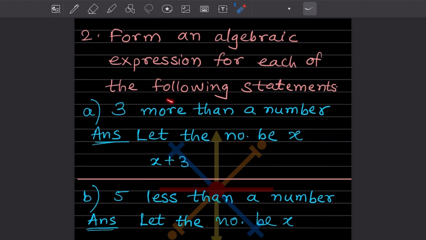And then what did they say? 3 more than a number. When they say 3 more than a number, we have considered the number as x. So what are we going to write? x plus 3. Is that clear? They just said to write the expression and not solve it. Okay? Hope that is clear.